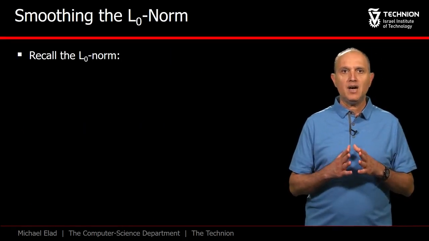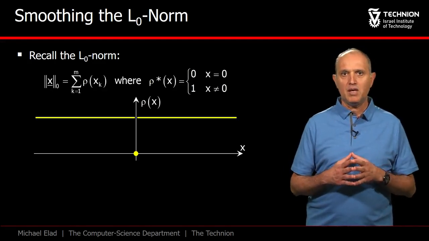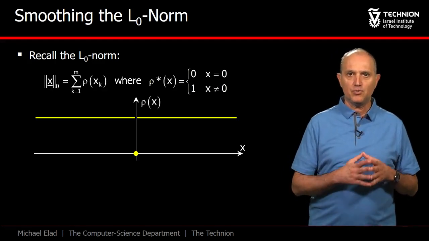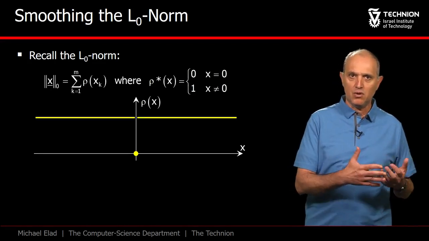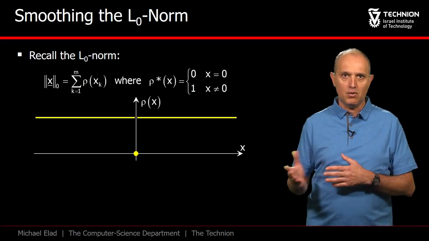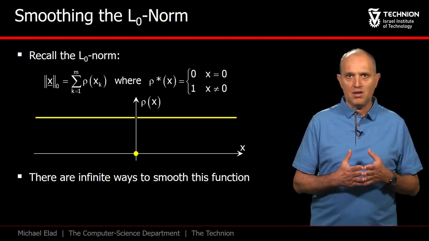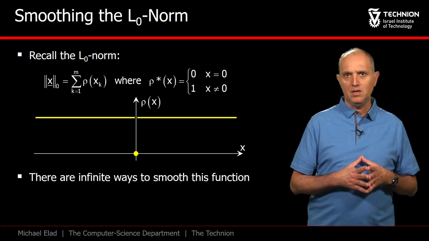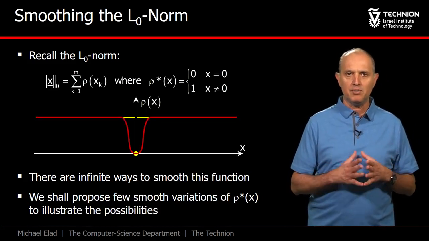The L0 norm counts the number of non-zeros in a given vector x. This is done by applying an indicator function rho star on each of the entries in x, counting it as 0 if it is 0 and 1 otherwise. We will be interested in smoothing this function, and there are many ways to go about it. We shall propose several such smoothers so as to see what we are up against.